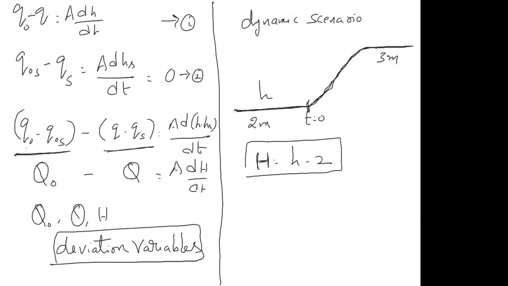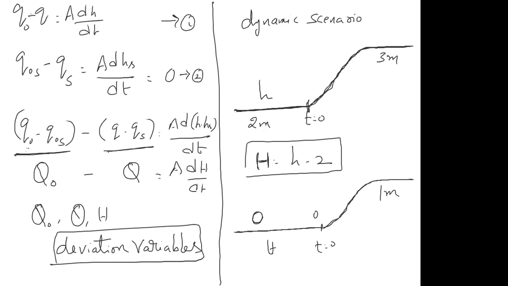Then what is my capital H? Your capital H is 0. Basically, you are nullifying your initial values. The deviation variables' initial values are always 0, because you have defined the deviation variables as actual value minus its steady state value. So my capital H is 0 at time t equal to 0, and it starts to deviate, and finally it is going to settle at 1 meter.